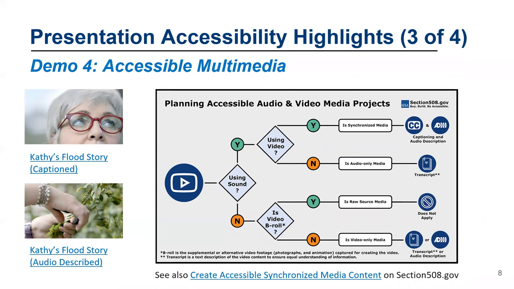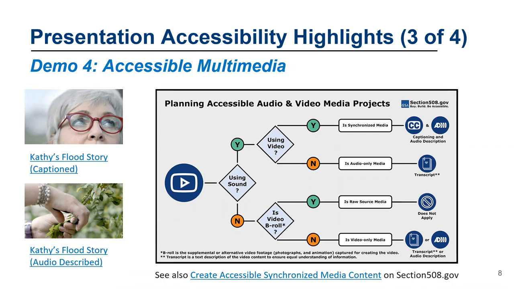And I'm going to briefly talk about what's on screen here today, which is a planning accessible audio and video media projects flowchart. This is available on section508.gov in the create section under synchronized media content. And it will help folks either that are creating or that are responsible for making sure that media is accessible before they're published. And the one example I'll go over today would be that we're starting with planning a project, and we ask ourselves, will we be using sound? Yes or no for this project? And for this discussion, we'll go with yes.